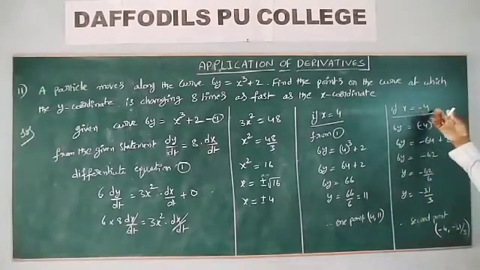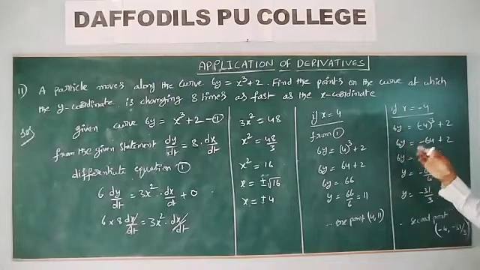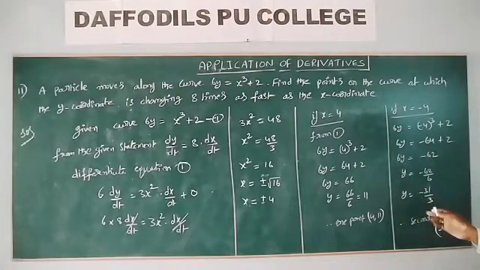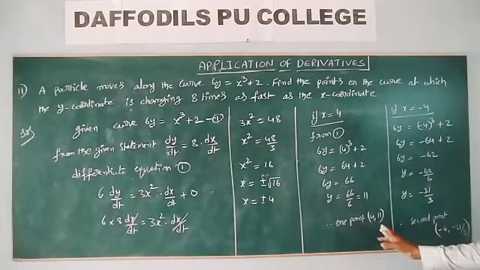Next, x is equal to minus 4, substitute in the equation, that implies y is equal to minus 31 by 3. So the second point is (minus 4, minus 31 by 3). This is the first point (4, 11).